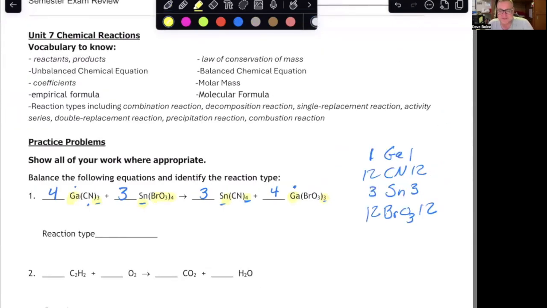So this is balanced. That's kind of the longer way to do it. I'm going to go a little bit quicker with the other ones, but there you go. Reaction type, this is a double replacement because I have 2 compounds.